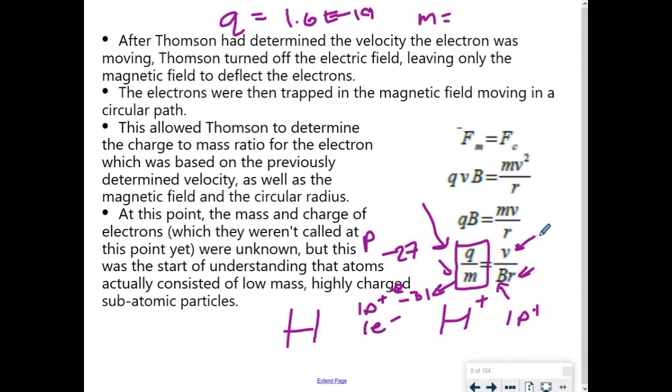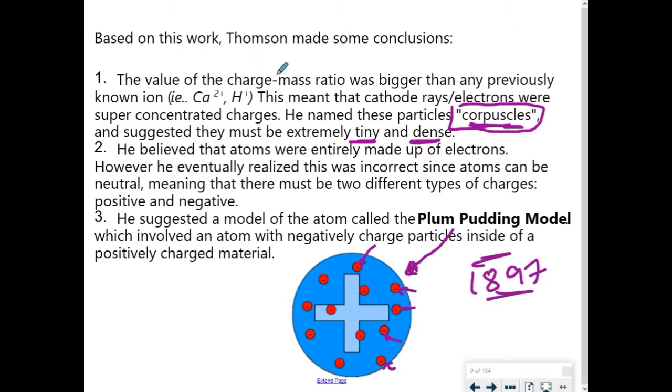Then he managed to use that velocity to find a charge to mass ratio. He recognized that the ratio was much bigger than anything he'd ever seen before. The reason it was so big is that the mass of the electron was so incredibly tiny. It was 1,000 times off of anything he'd ever seen before. The charge to mass ratio was way bigger than any other ion they'd ever discovered before. So it was 1,000 times bigger.